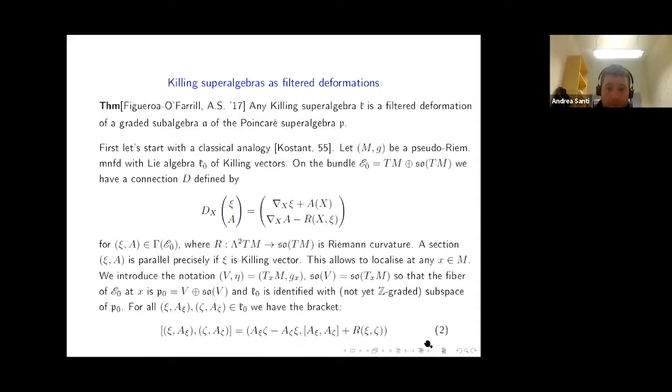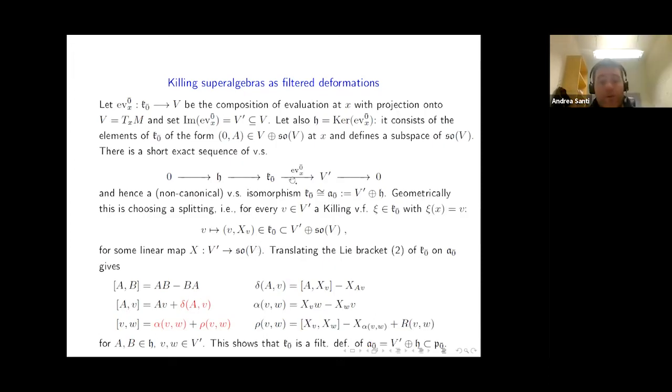Okay, at this point you take this bracket here that you computed for parallel sections. You have localized at a point, you have chosen a splitting, and you translate the brackets and you arrive at these guys here. So here the components in red are those that give us the deformation. And rho encodes the curvature and also depends on this map X. Alpha also depends on X and delta as well.